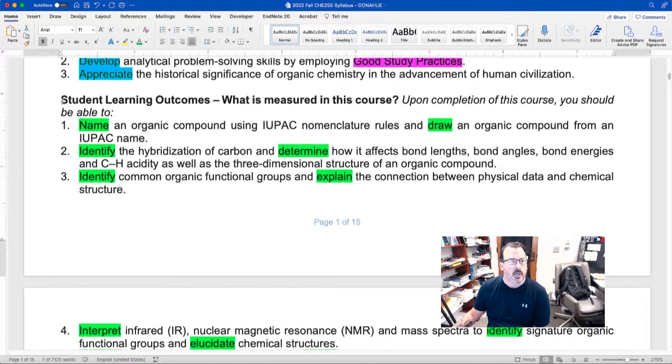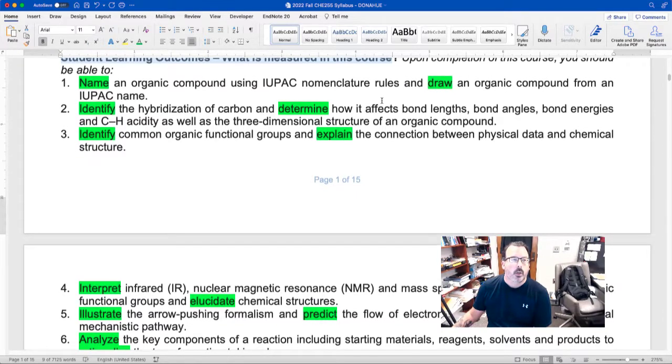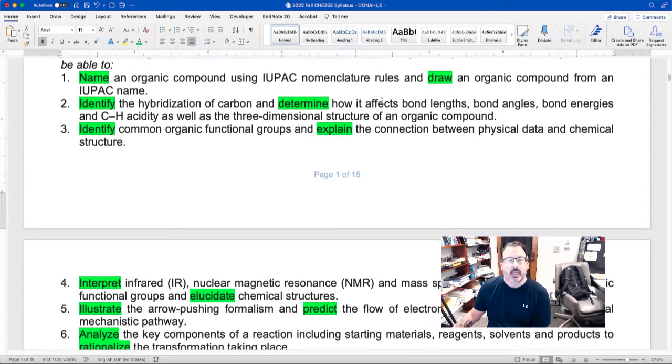So the student learning outcomes, what is measured in this course? So there are 6 of these, and the words that are highlighted in green are the action verbs that you need to demonstrate you understand the material that's being taught to you. So that's what you're being assessed on in the exams.